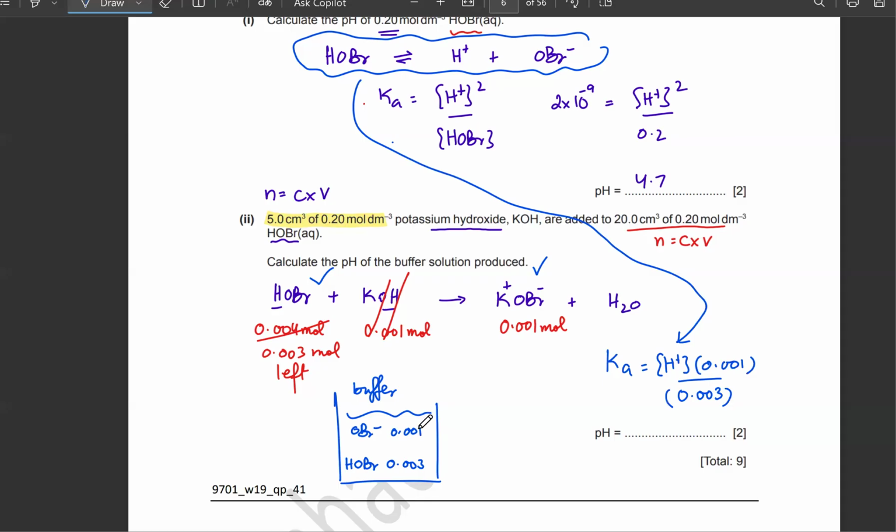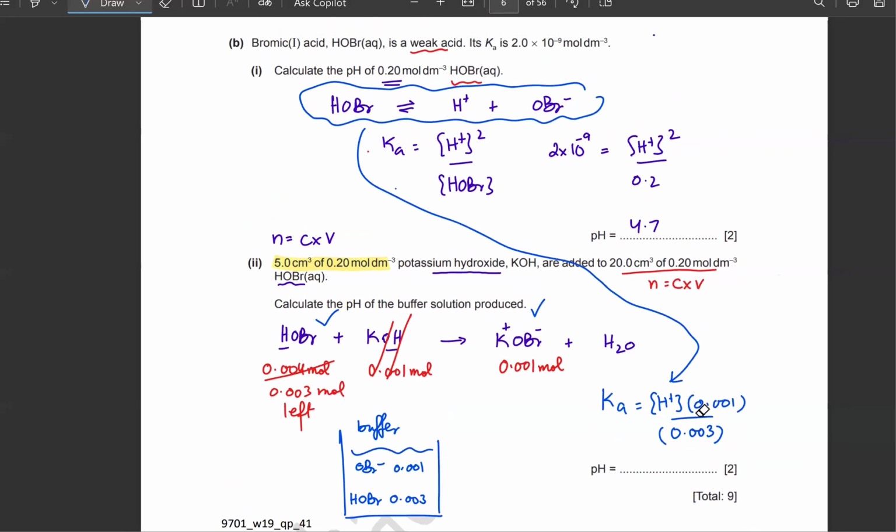And I don't need to find concentration even. I can directly use moles over here because if you want to convert moles to concentration, you need to divide by volume, right? So if you divide by volume on top and divide by volume at the bottom, the volume term would get cancelled out anyway. So there's no point finding concentration. You can plug in moles directly over here. The K value is given. It's already known. Okay, the K does not change. So that's 2 times 10 to the power minus 9.